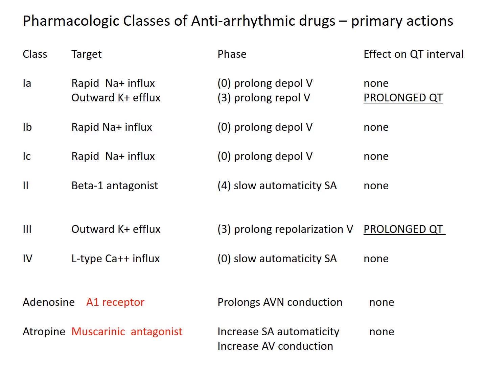Class 2 are beta 1 blockers. Class 3s work on that outward potassium channel. And our class 4s are calcium channel blockers. Any drug that blocks potassium efflux or blocks that outward potassium channel has the risk of prolonging the QT interval. And you know now that prolonged QT interval can be problematic, setting an individual up for torsades.